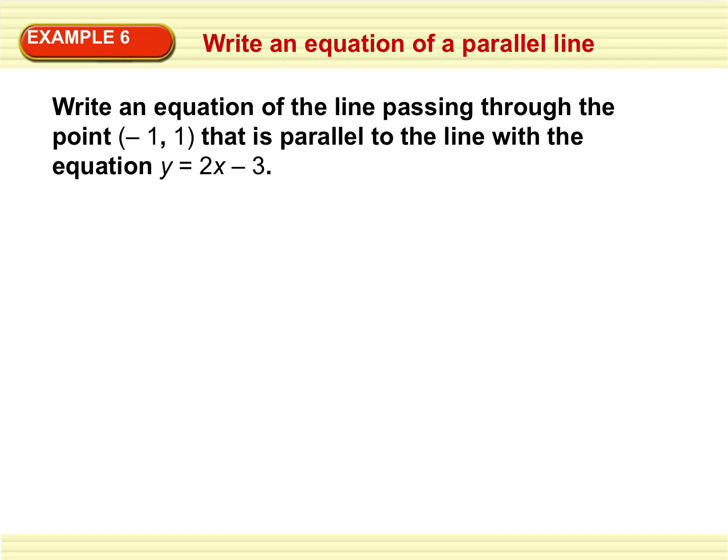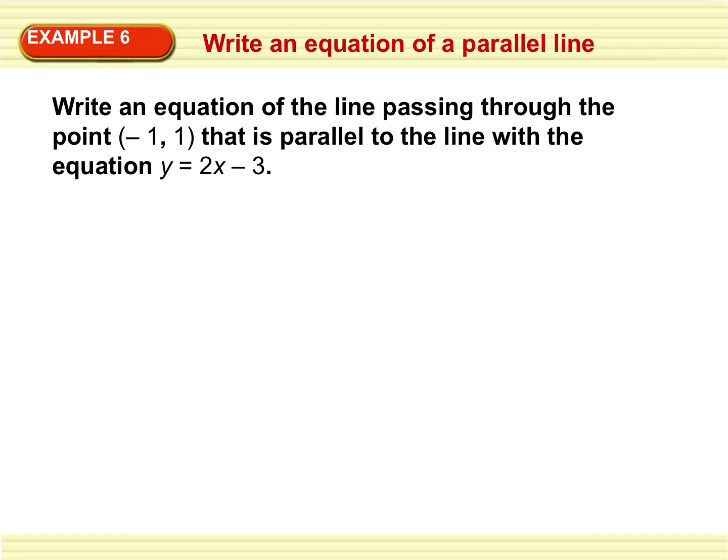This one, you're going to have quite a few questions like this on your test, so please, please, please make sure you're paying attention to this one. It says, write an equation of the line passing through point -1, 1 that is parallel to the line with the equation y equals 2x minus 3. So for this one, you have to be able to figure out an equation. And we're going to do that one.